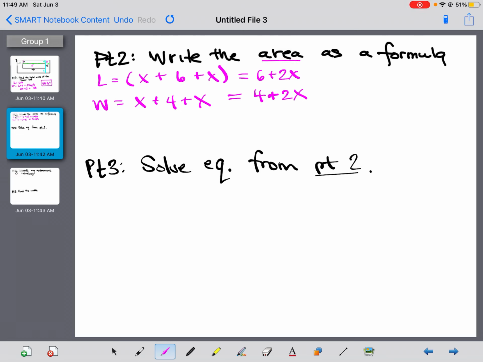Now remember, we want to write the area. Area, again, is going to be length times width.